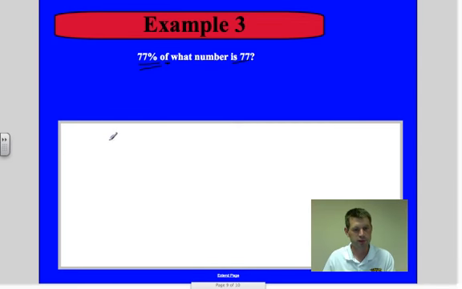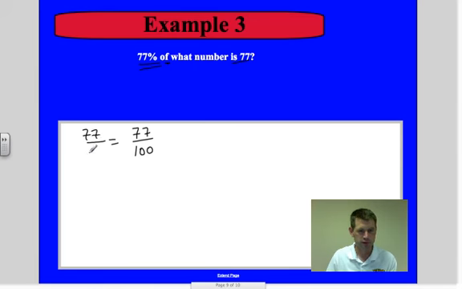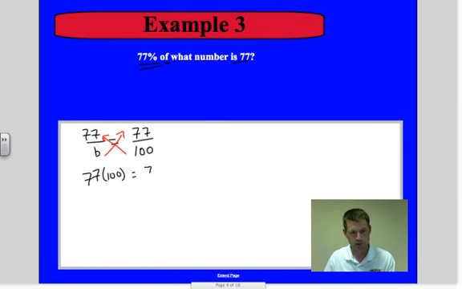We have 77. So if we go with the percent proportion, 77 is the is number. So there's a 77%. It's always over 100. Is goes on top, so 77. Of is on the bottom, so we'll call that B. We're going to cross multiply just like before. Okay, do the cross products. And in this problem we have 77 times 100 equals 77 times B.